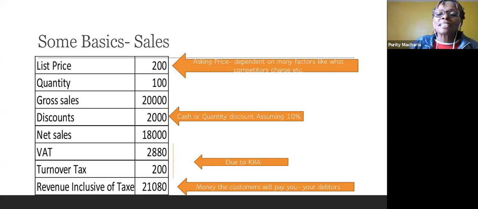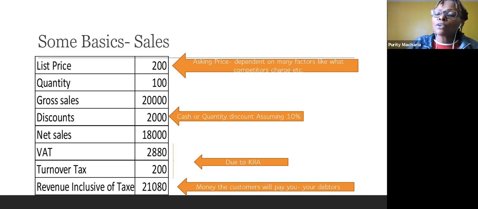Then you might give some discounts. Maybe some customers pay you quickly, and you may give them what we call a cash discount, or some are buying large quantities or large amounts of your service. Then you might give them a discount. So you take your gross sale and you deduct your discounts, and then you come up with your net sale. So that's the money that you kind of expect for the business.